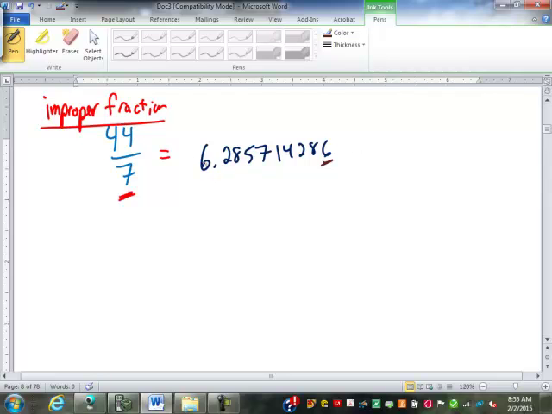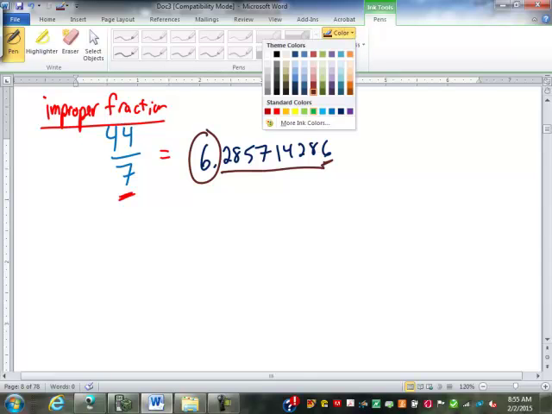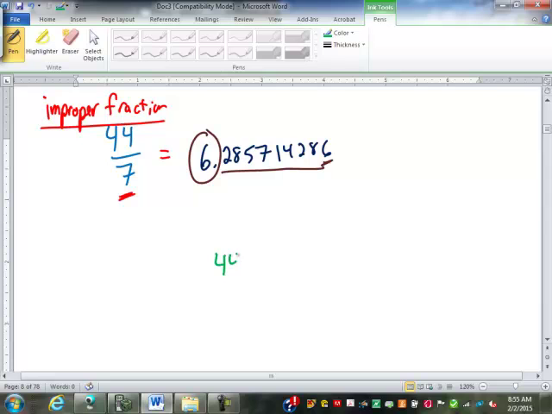So now this can tell us a couple of things. One is it tells us there's 6 whole objects, but the fact that there's something after the decimal tells us that there are pieces left over. Probably a simpler way to approach this is to do a long division with the remainder.